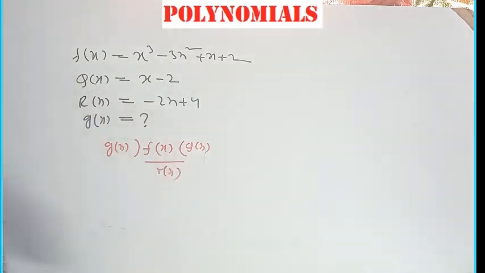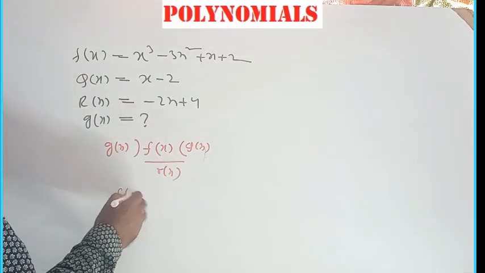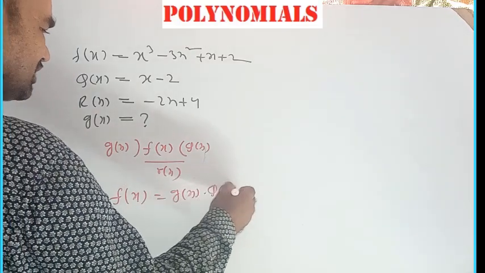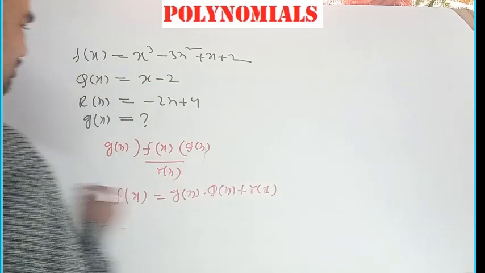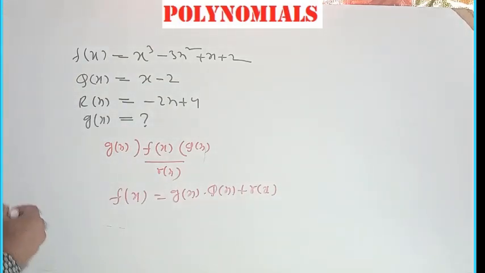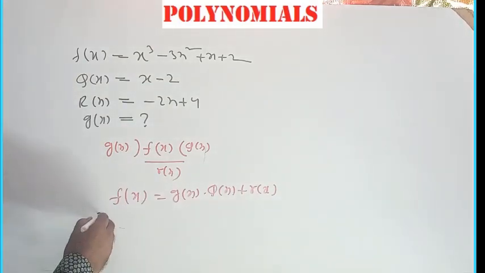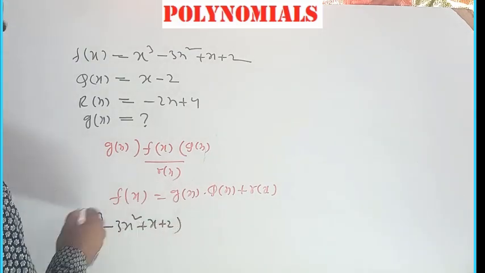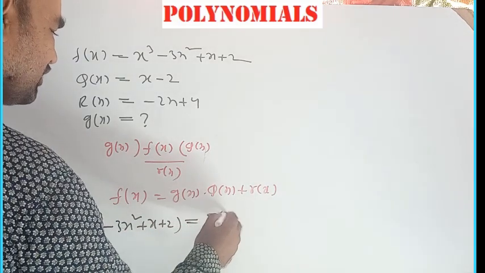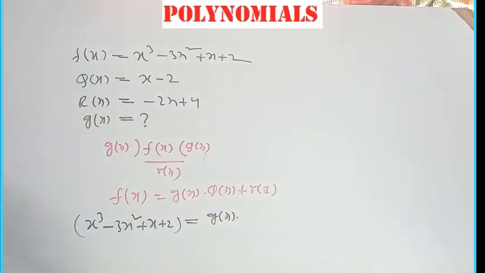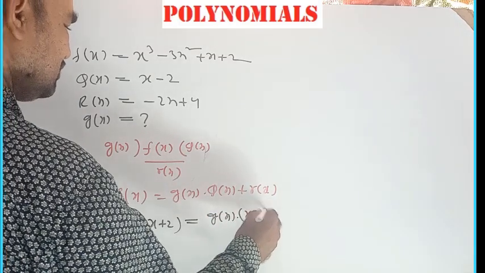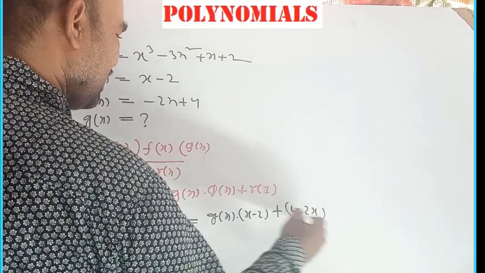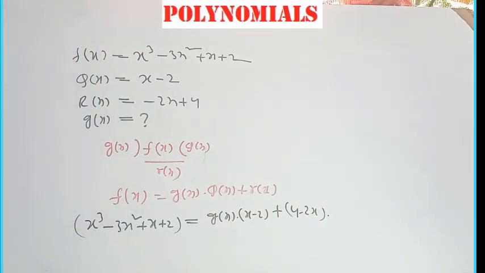Okay, so what is division algorithm saying? Dividend equals divisor into quotient plus remainder. So f of x, that is x cube minus 3x square plus x plus 2, should be equal to g of x into q of x, given as x minus 2, plus r of x, that is 4 minus 2x. Actually here you need to find g of x.